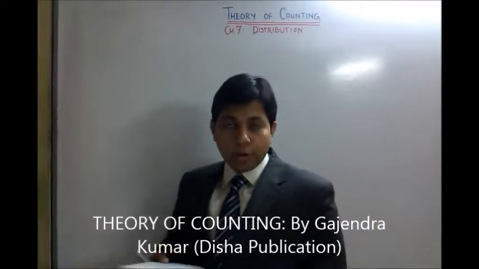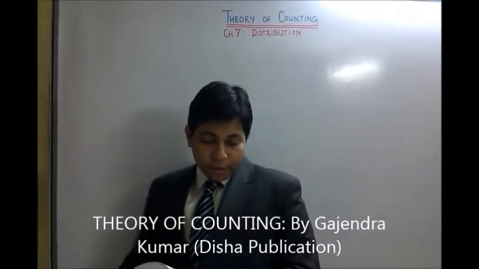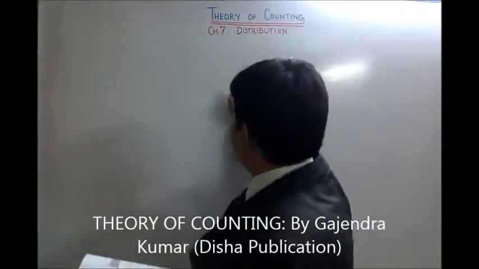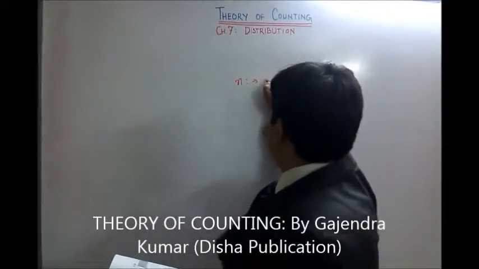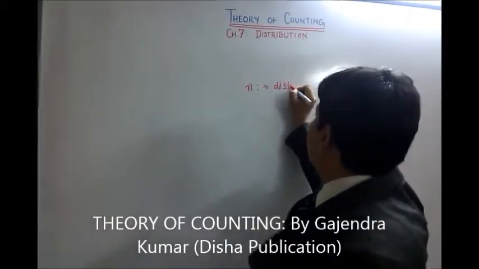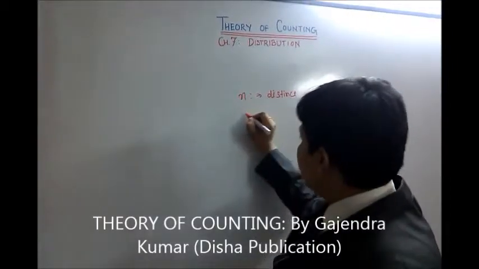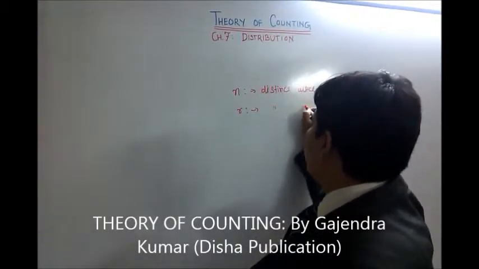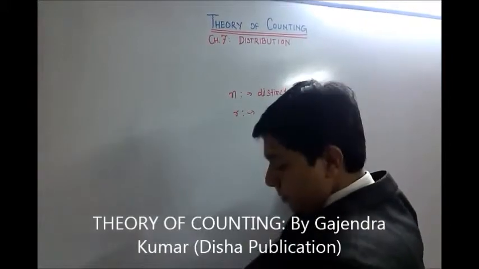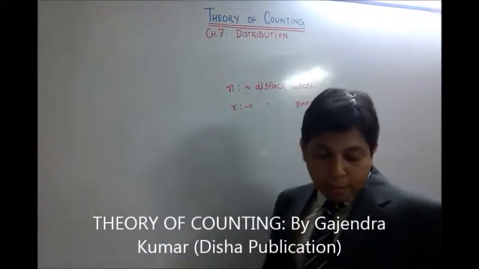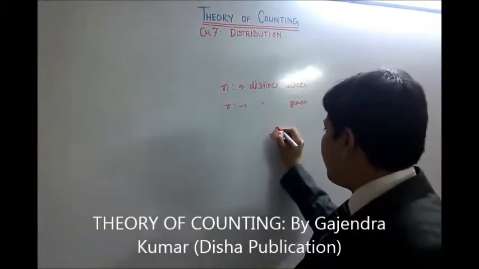The topic is distribution of distinct articles. So distribution of n distinct articles into r distinct groups. The total number of ways in this case is r to the power n.